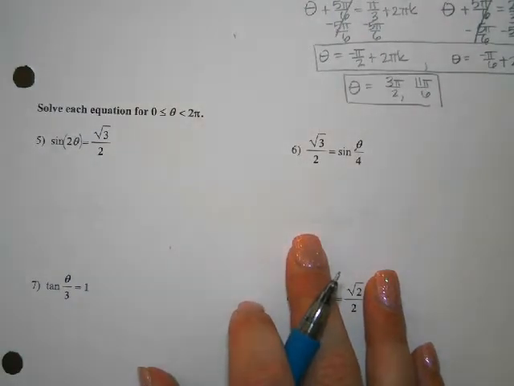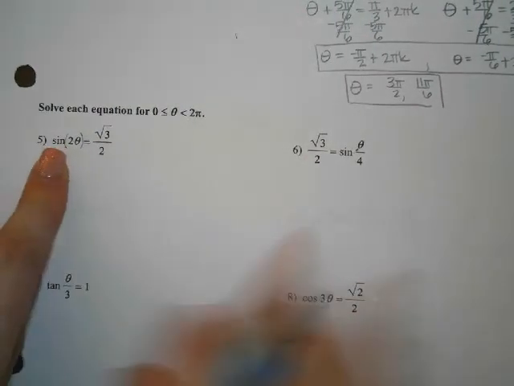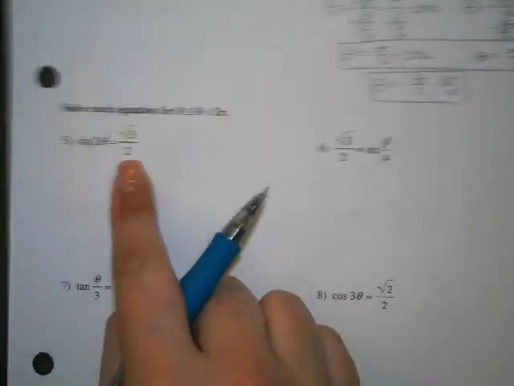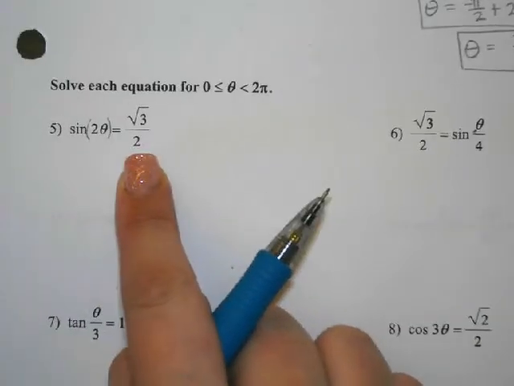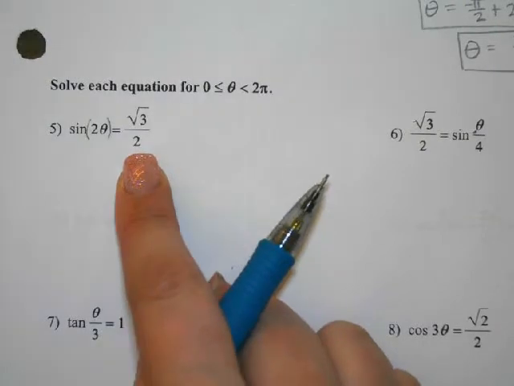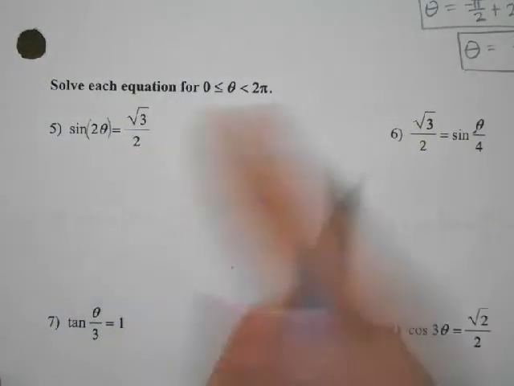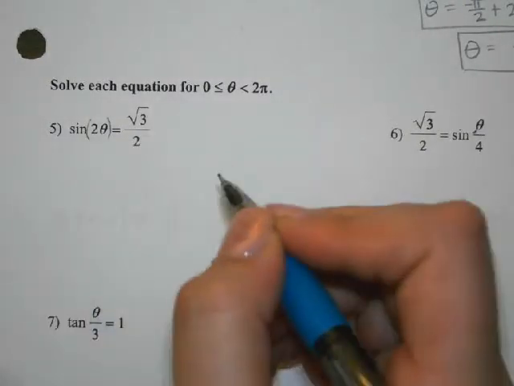So what we're going to do first is we're going to think about doing sine inverse, which means we're looking at the unit circle and we're looking for where there's a y coordinate of positive root 3 over 2. And where does that happen?